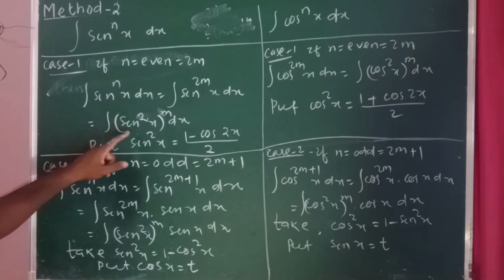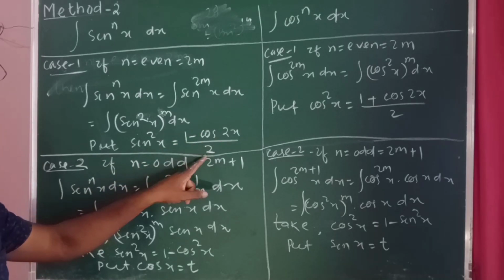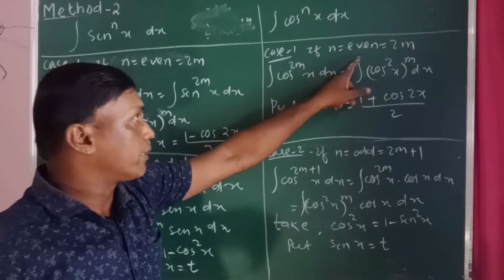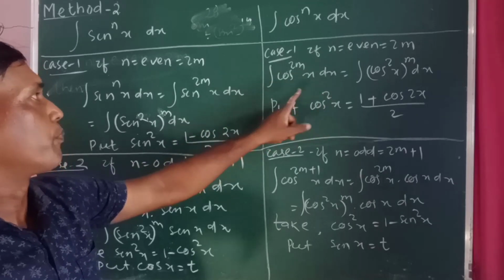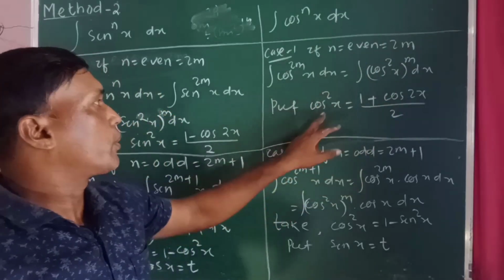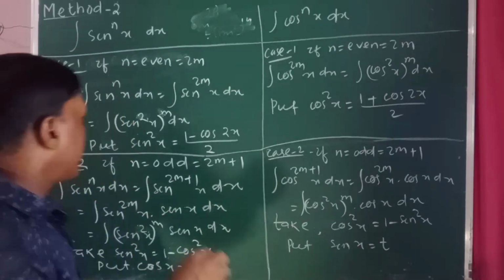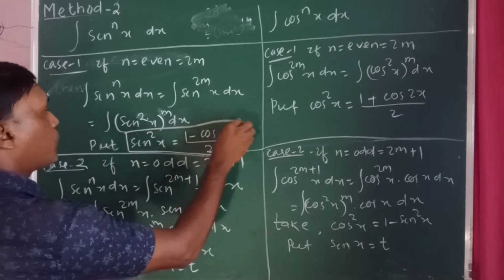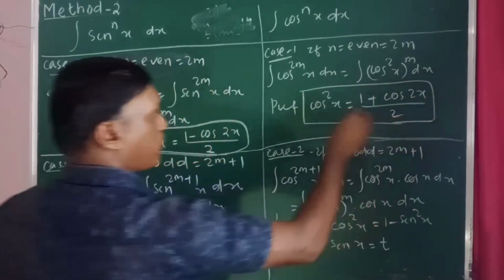When you get sin square, then put sin square x equal to (1 minus cos 2x) by 2. And also in the case of cos to the power n, similarly if n is even, then n equals 2m. Cos to the power 2m x dx: here cos to the power 2m means cos square to the power m, and now put cos square x equal to (1 plus cos 2x) by 2. Remember, a very important thing: if you have sin square, then put sin square x equal to (1 minus cos 2x) by 2, and put cos square x equal to (1 plus cos 2x) by 2.